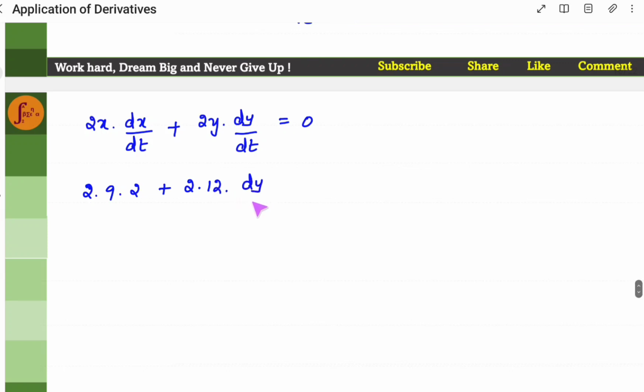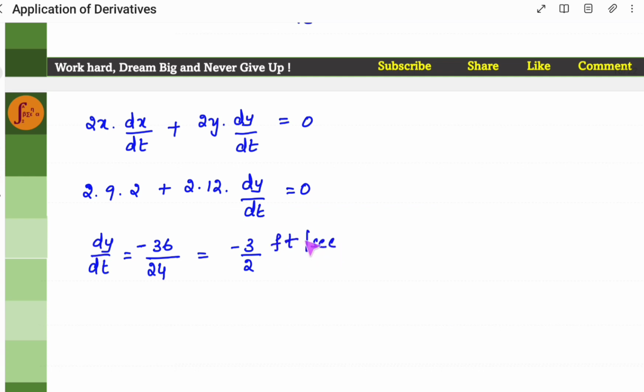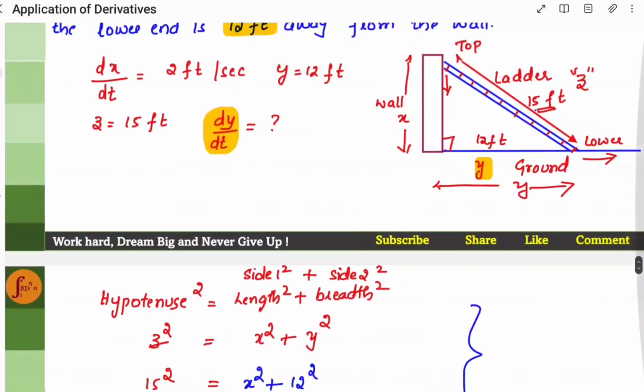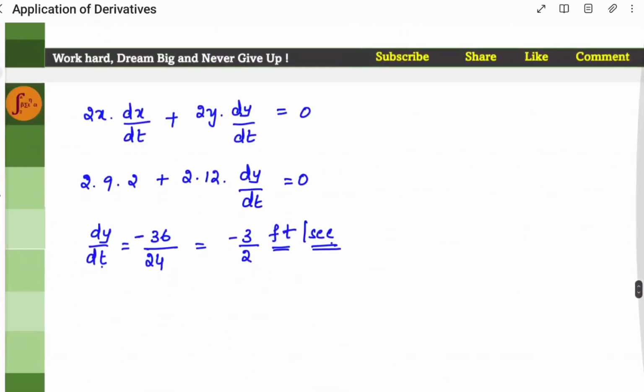dy by dt, this is what we need to find out. So dy by dt is equal to minus 36 by 24, which is minus 3 by 2 feet per second. We need to figure out how fast. T is in seconds. Y is nothing but distance or length. The unit is in feet, so feet per second. So this is the answer.